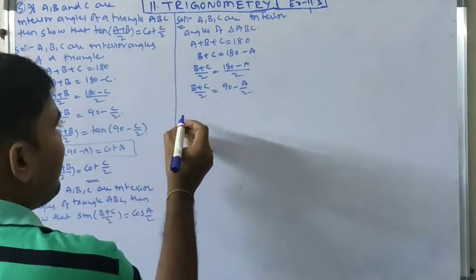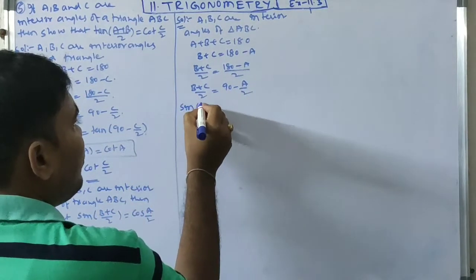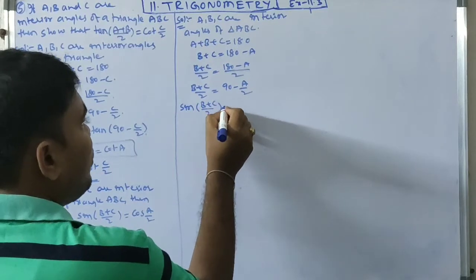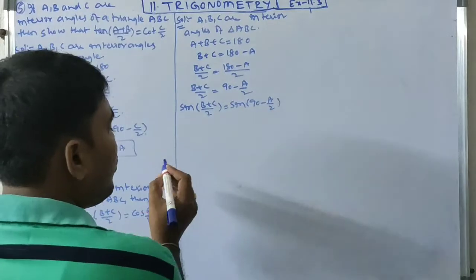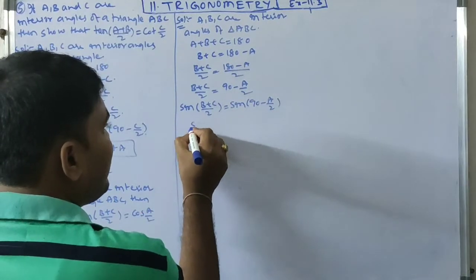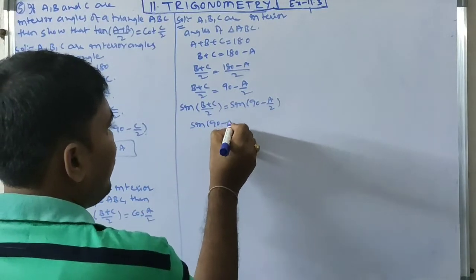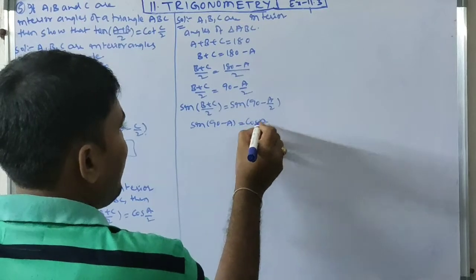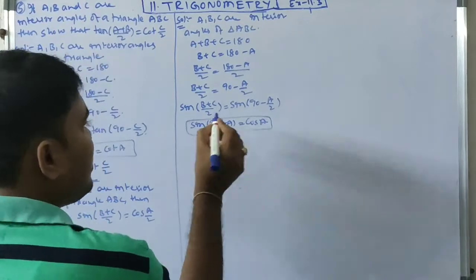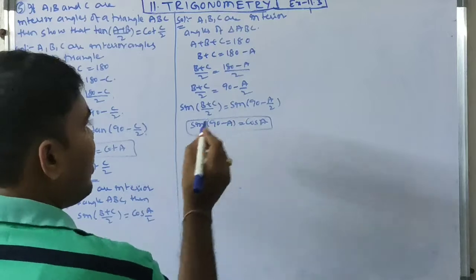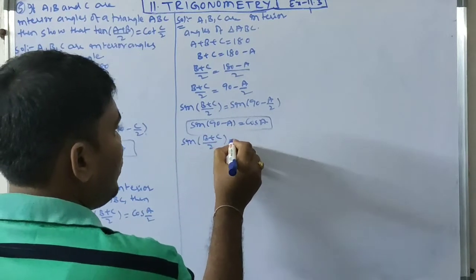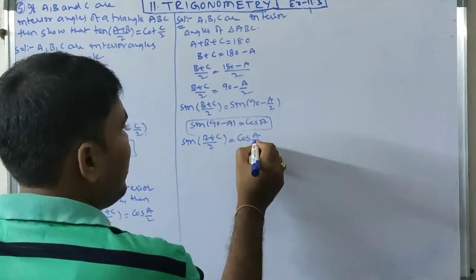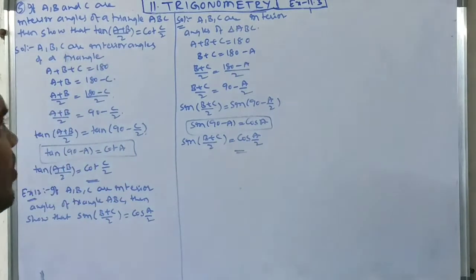So we apply sine on both sides. Sin of (B plus C) by 2 equal to sin of (90 minus A by 2). Already what formula do we have? Sin of 90 minus A is cos A. Instead of A, here it is A by 2, cos A by 2. Sin of (B plus C) by 2 equal to cos A by 2. So this is the required result. Okay, next.